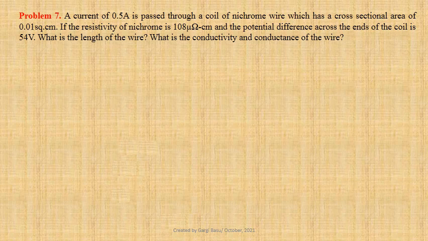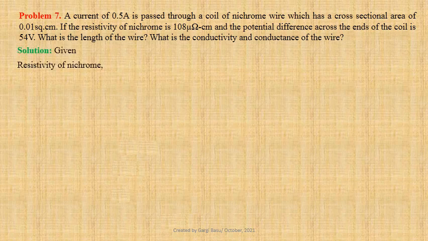A current of 0.5 ampere is passed through a coil of nichrome wire which has a cross-sectional area of 0.01 square centimeter. If the resistivity of nichrome is 108 micro-ohm centimeters and the potential difference across the edges of the coil is 54 volts, we have to determine the length of the wire, the conductivity and conductance of the wire. Let us first write down the given data.